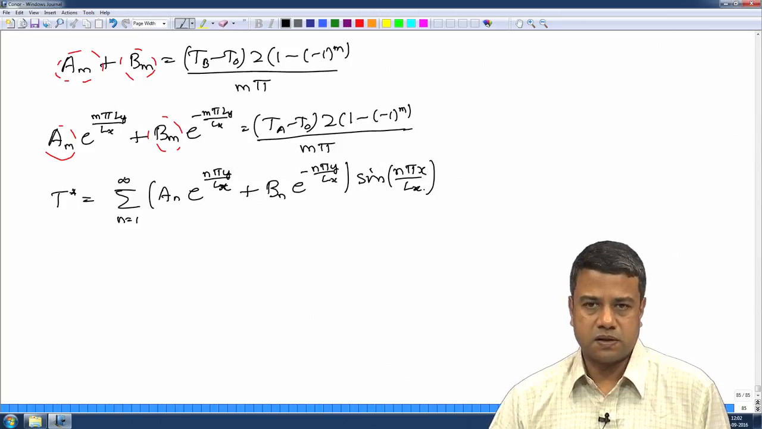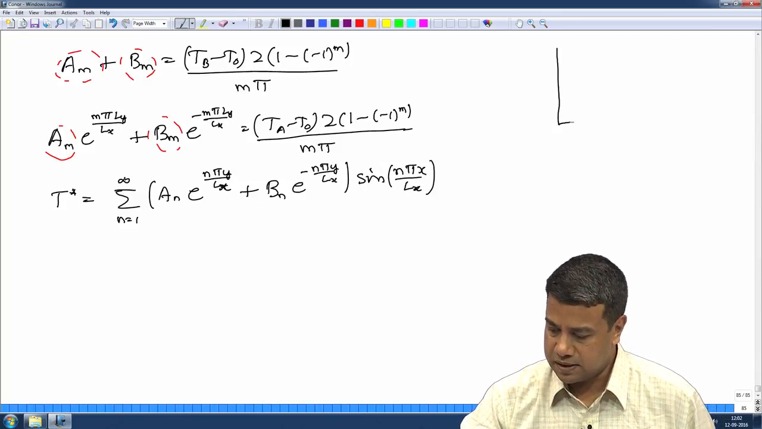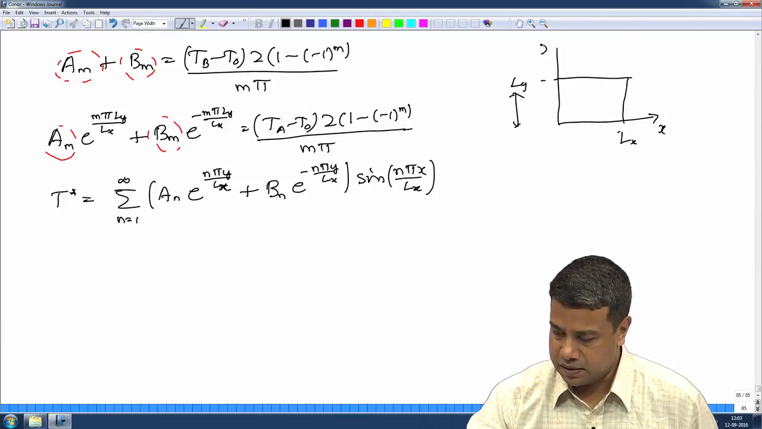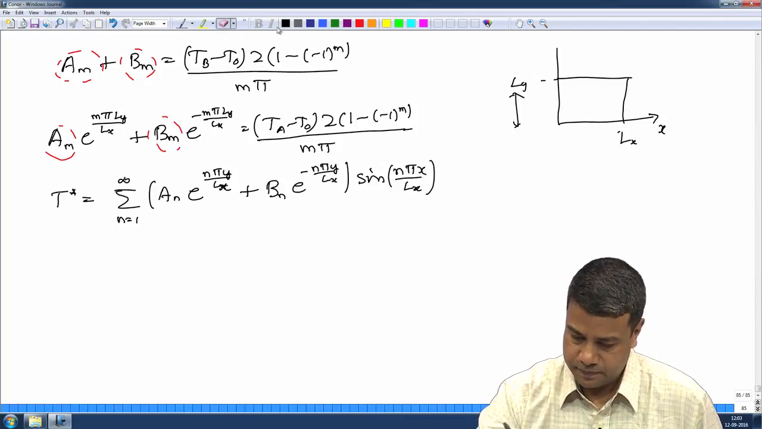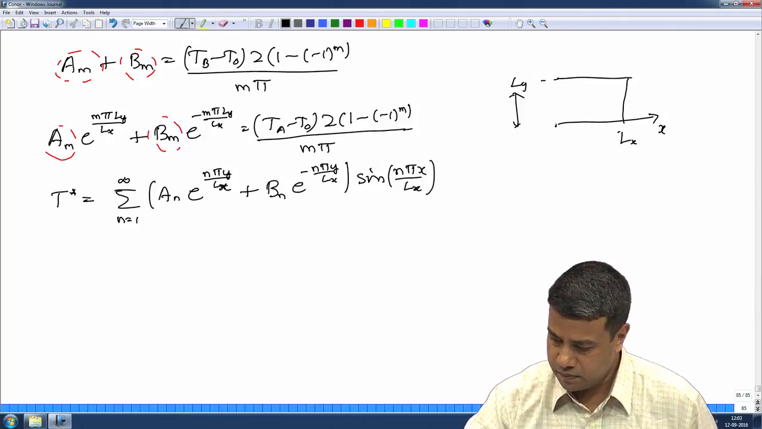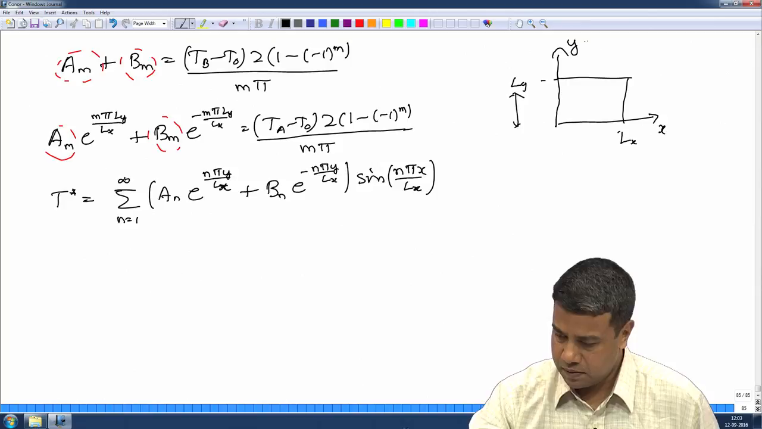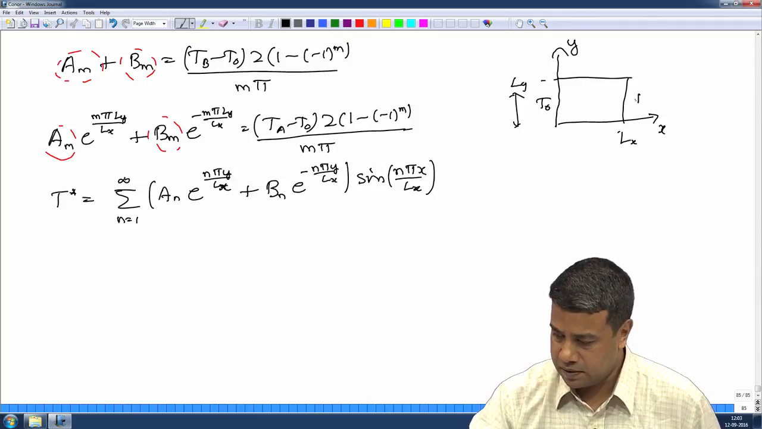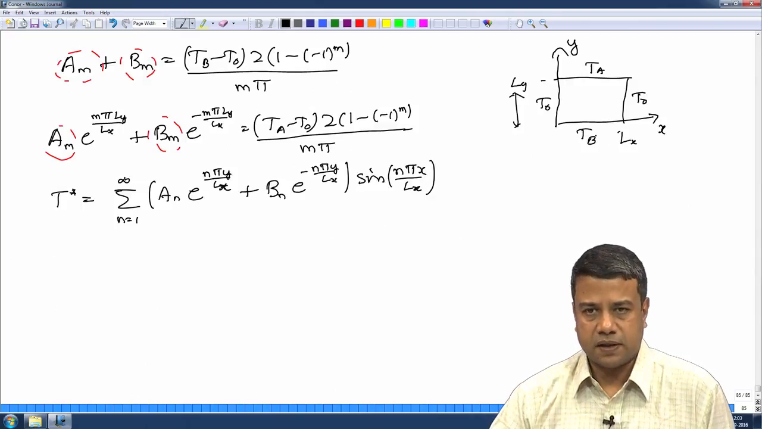So, those are the solutions for this heat conduction problem, in which I had a distance Lx in the x direction, a distance Ly in the y direction, and this is y. And I had different temperatures on the four different phases T naught. So, that is the procedure for getting this solution for this separation of variables problem.